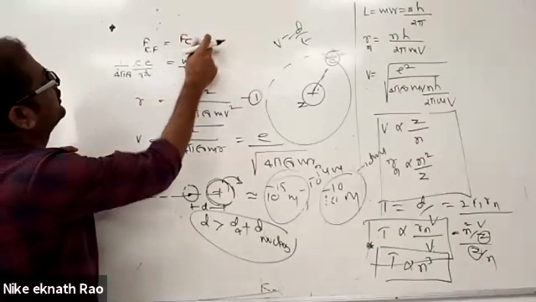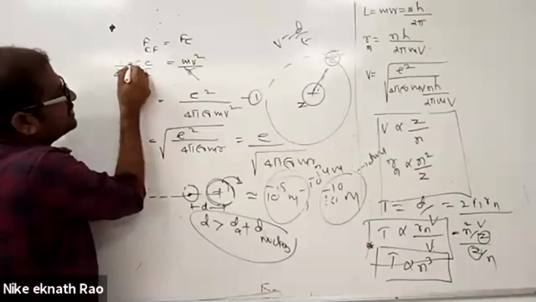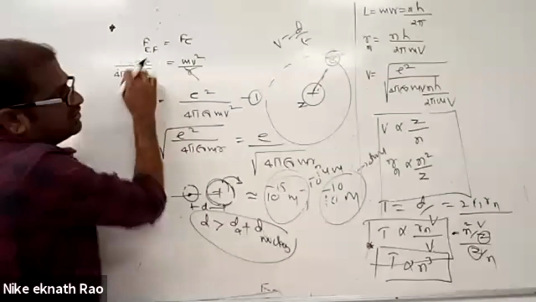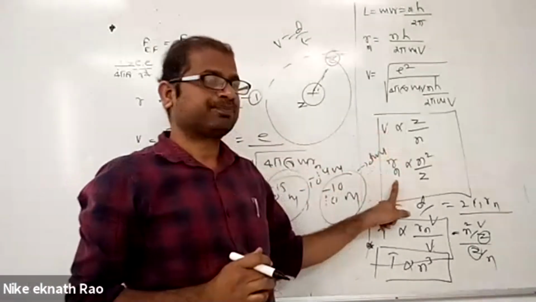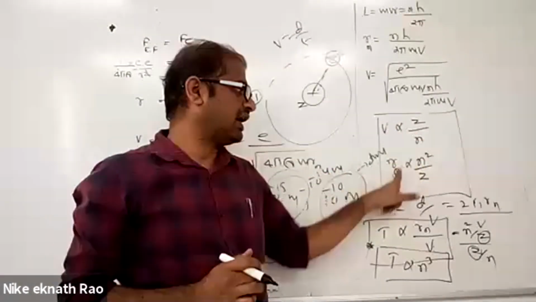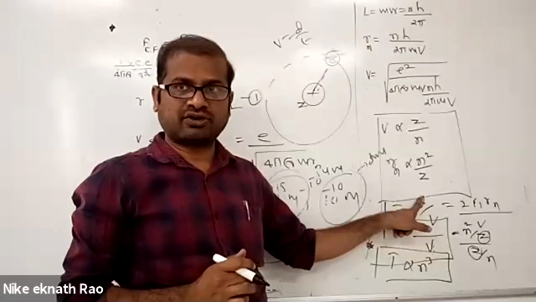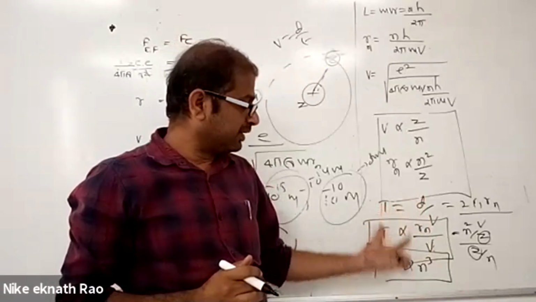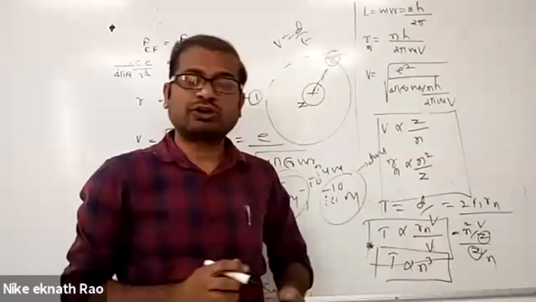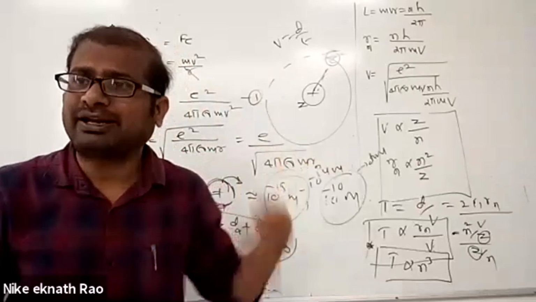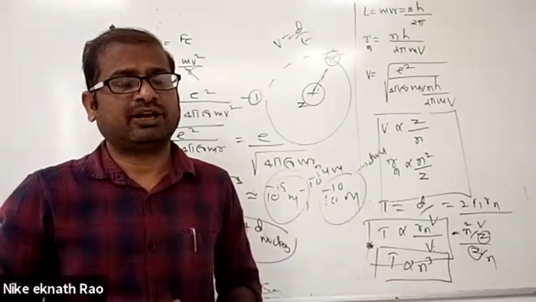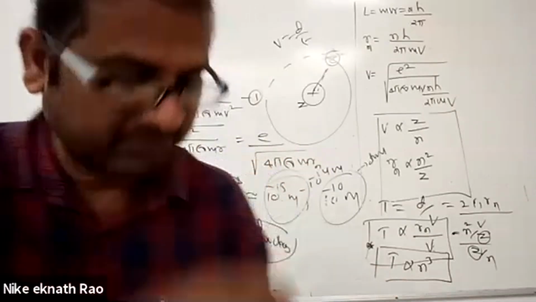When you derive this, if you write 1 by 4 pi epsilon z e square, that is involved in the velocity and radius. V is proportional to z by n, Rn is proportional to n square by z. We have already done the derivations. So the time period is proportional to n, and frequency, being 1 by time period, is proportional to n power minus 3. Keep this point in mind.